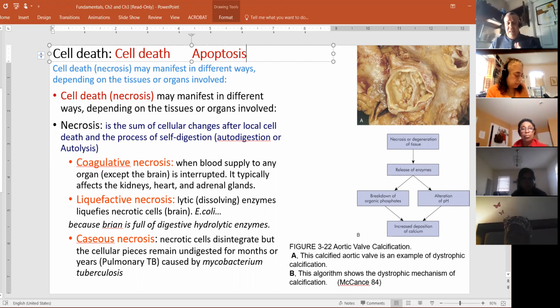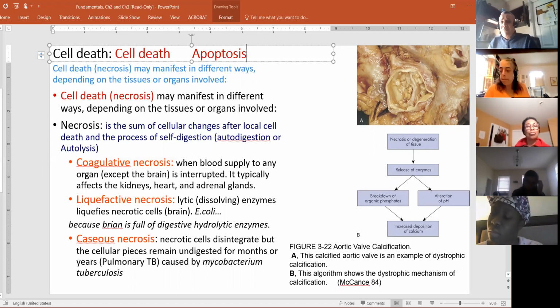Each cell keeps dividing, which is the cell division, until it gets to a certain age, day, or time, and then it will die. So that's the natural, normal cell death. We call it programmed cell death. The scientific term is apoptosis.